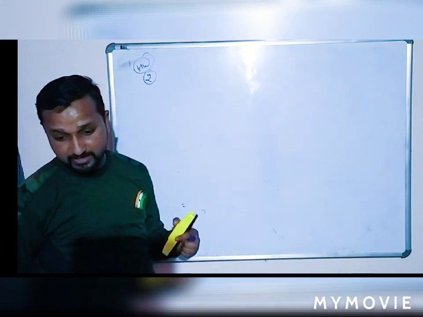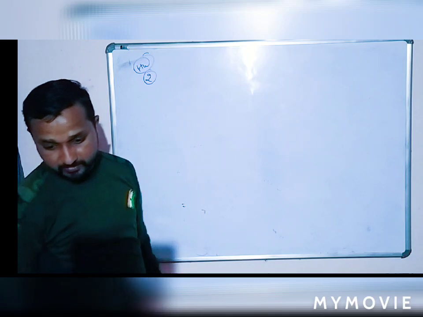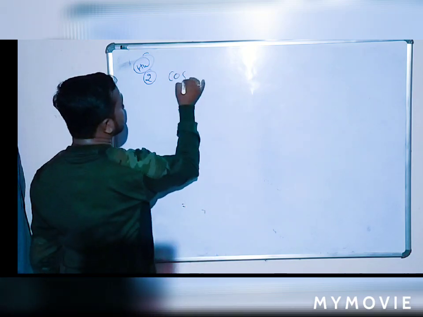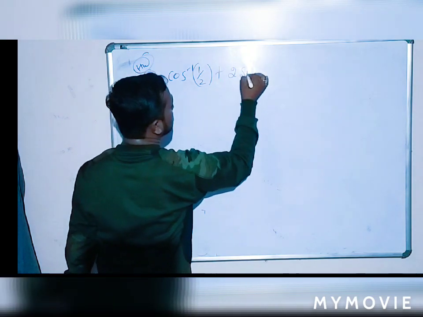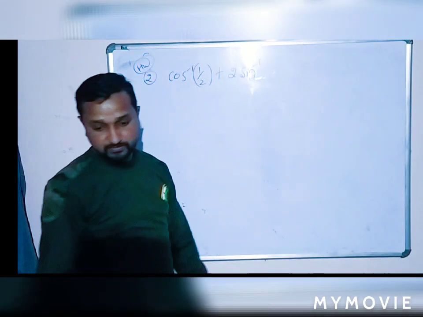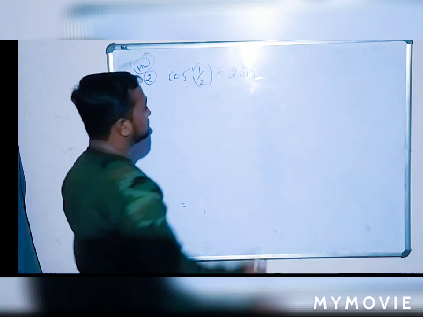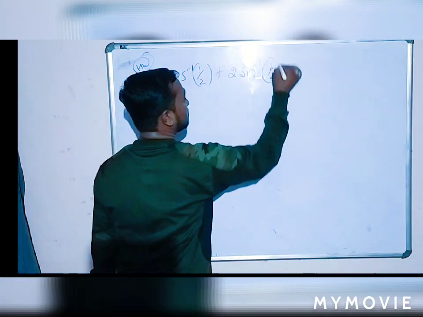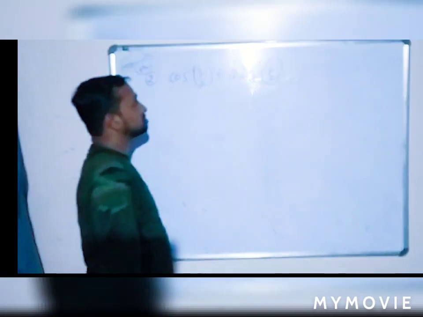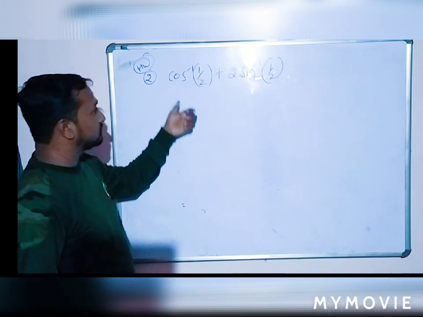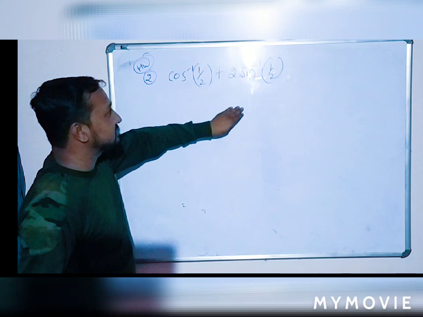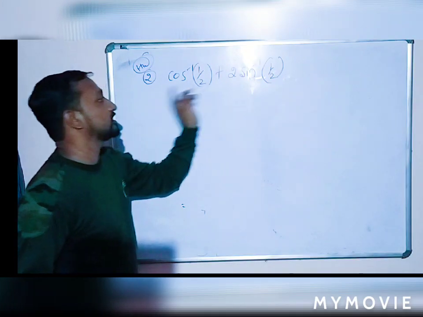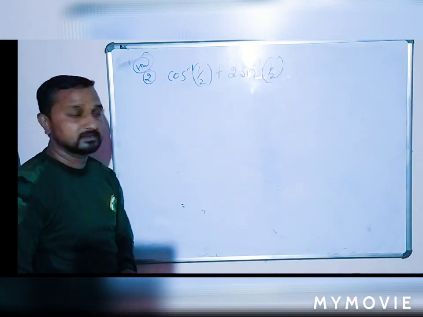So I can write this example: cos inverse of 1 by 2 plus 2 into sin inverse of 1 by 2. Same, cos inverse of 1 by 2. We know that by using principal value branch, keep 2 as it is, and put the value of sin inverse of 1 by 2. You get the answer. Is that clear?